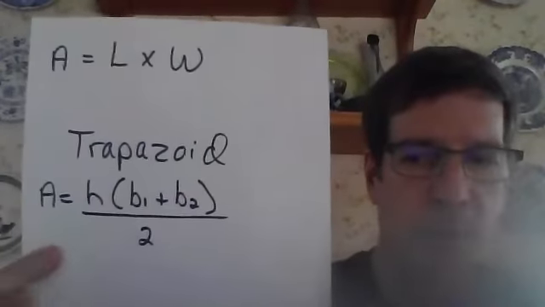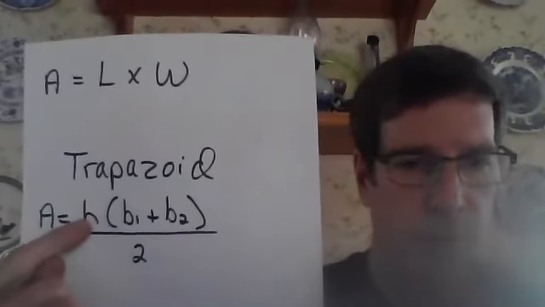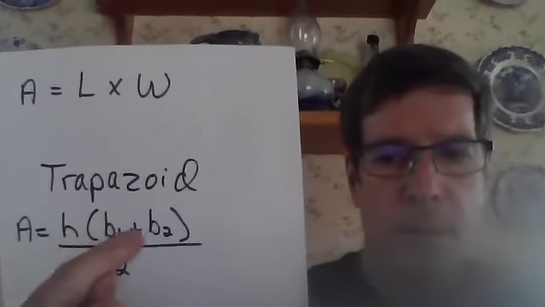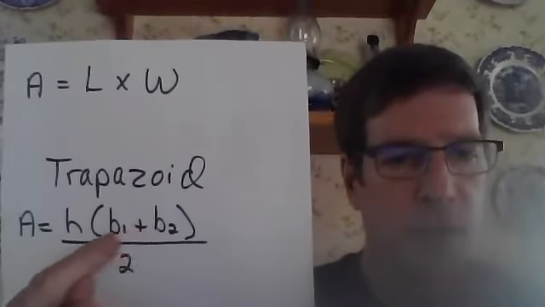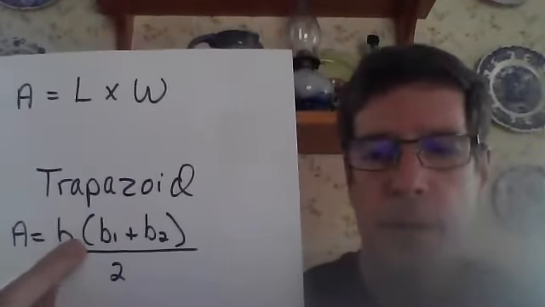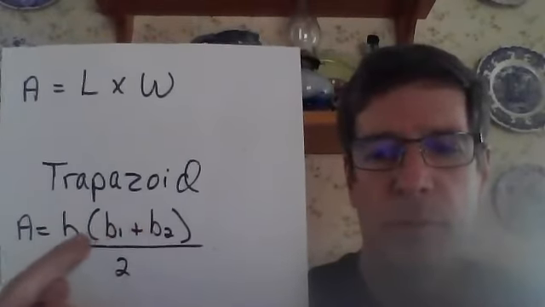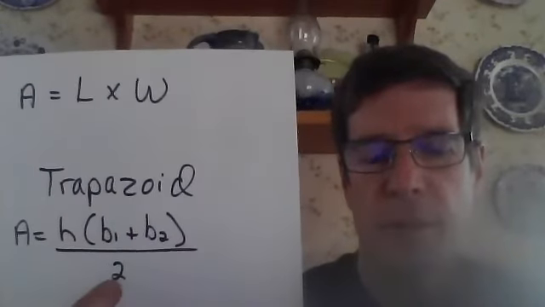So the area of a trapezoid, simply h, height, times these two numbers after you add them. And then once you've multiplied these numbers together, you divide it by 2. And that's simply how you do area of a trapezoid.